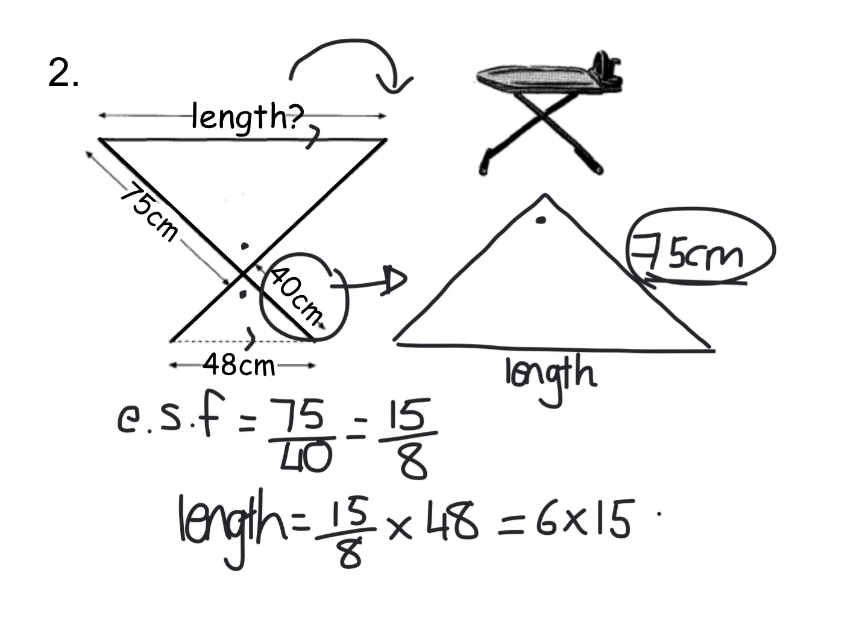I'm just going to write it out to let you see. And 6 times 15 would be 90. So the missing length, the length of my ironing board, is 90 centimetres. So watch out for these ones, okay?